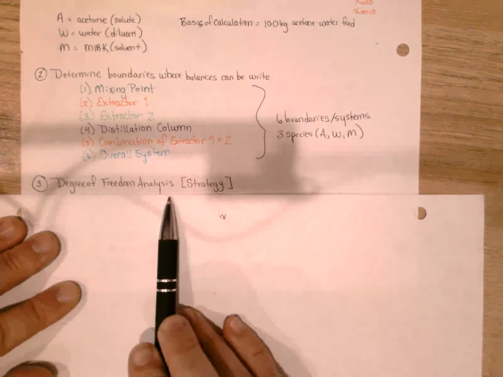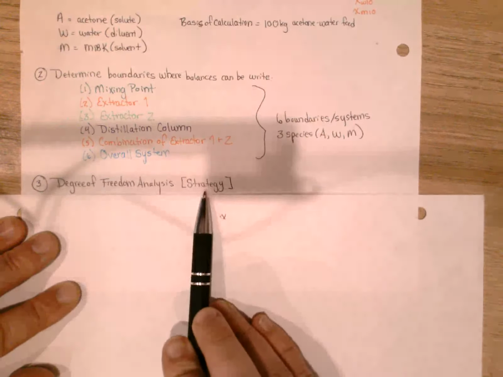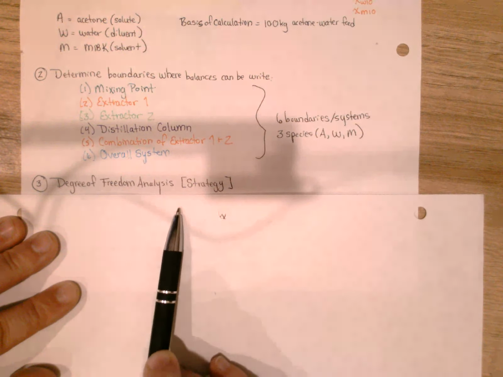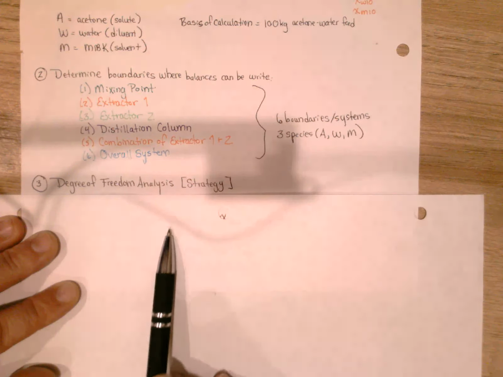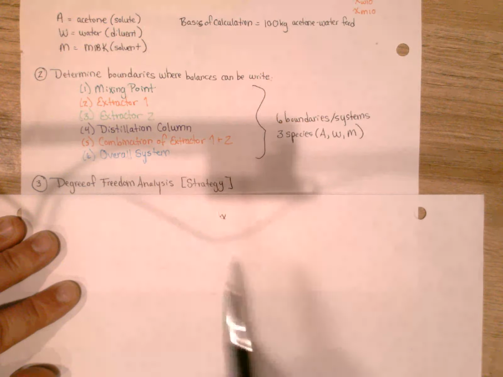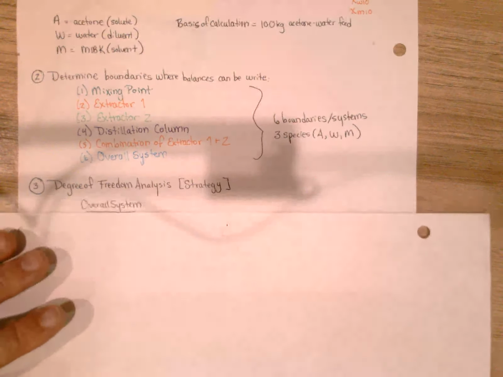So let's start with our degree of freedom analysis so that we can have a strategy going forward. I'm going to show an example of one possible degree of freedom analysis, and then I recommend trying the others yourself and checking against what I'm going to show. It's good practice for degree of freedom analysis.